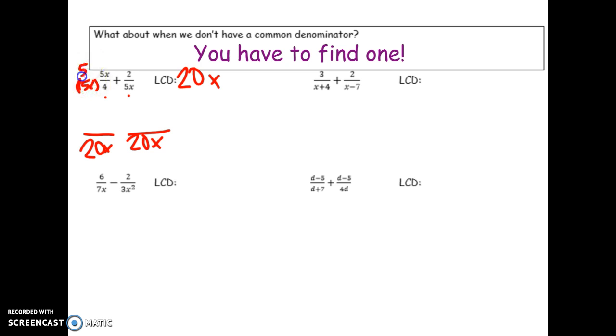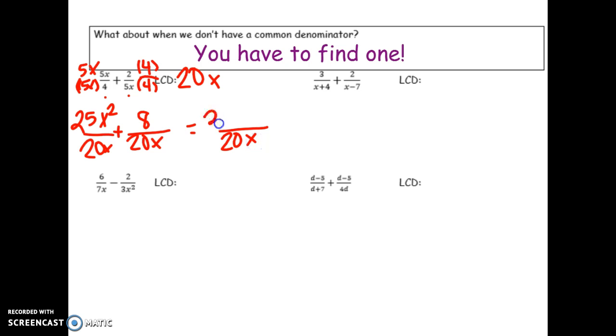So remember, I'm taking it times 1, so 5x over 5x, because anything times 1 doesn't actually change the number. So 5x times 5x is going to be 25x squared. And then over here, to get my 5 to 20x, I am going to take it times 4. Now remember, it's 4 over 4 because I'm taking it times 1. So 4 times 2 is just 8. So now I have a common denominator, which is 20x.